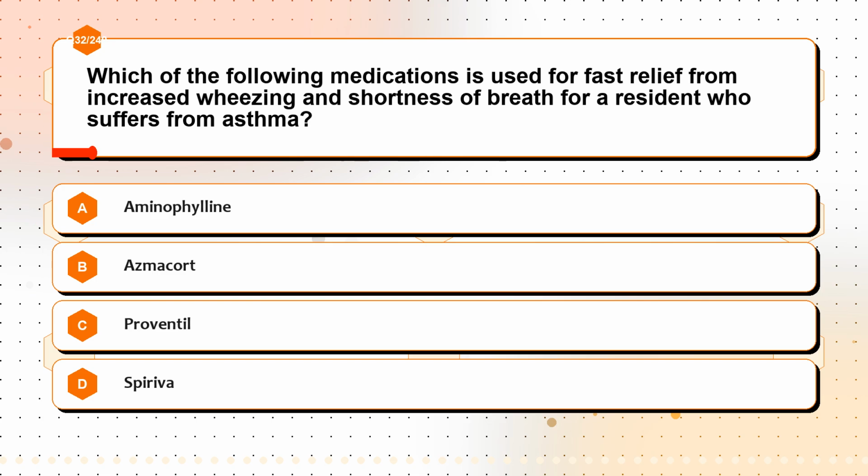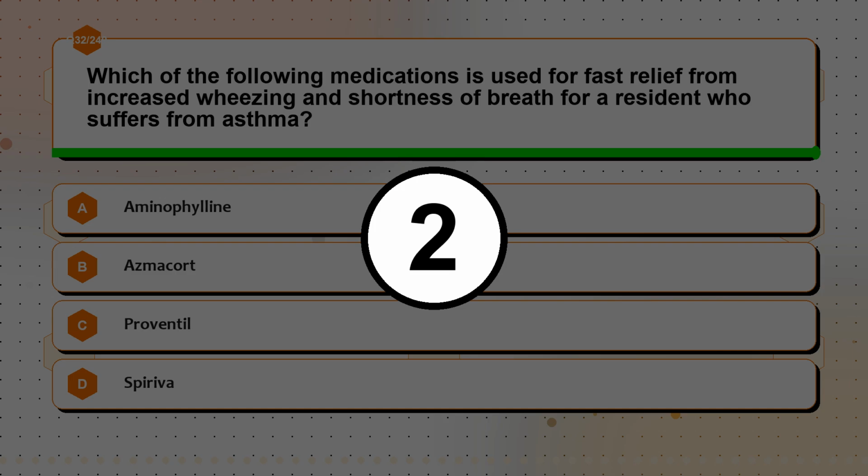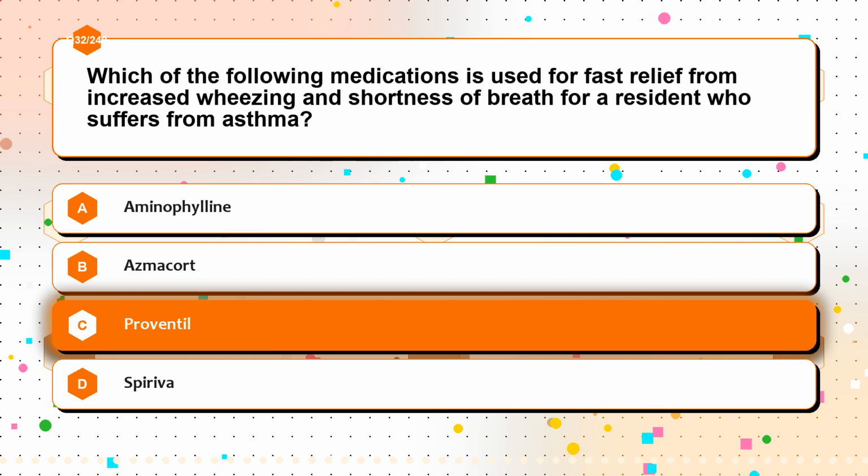Question 32. Which of the following medications is used for fast relief from increased wheezing and shortness of breath for a resident who suffers from asthma? Here are the options. Option A, aminophylline. Option B, Asmacort. Option C, Proventil. Option D, Spiriva. The correct answer is option C, Proventil.